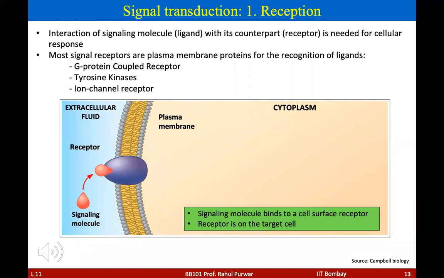Most of your drugs bind to the GPCR, G protein coupled receptor. Tyrosine kinases, many of you might have heard of for cancer drugs, they bind to the tyrosine kinase. Ion channel receptors allow ions like calcium, sodium, potassium to go in and out of the cells, and these are called ion channel receptors.